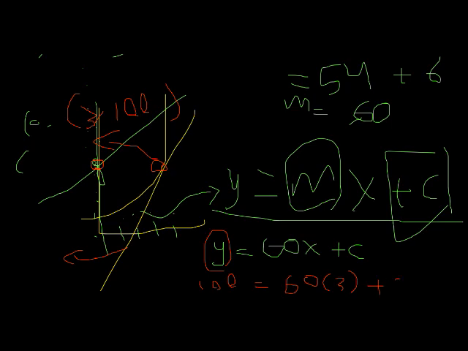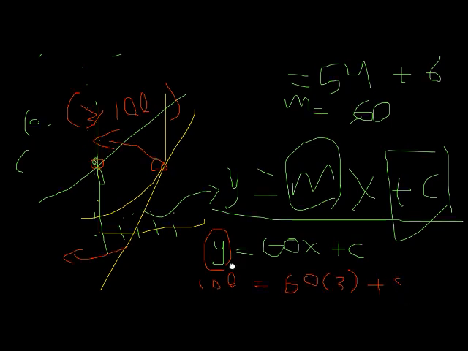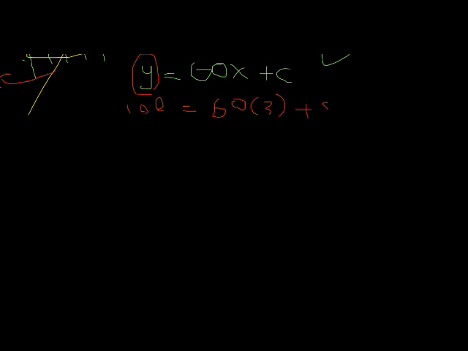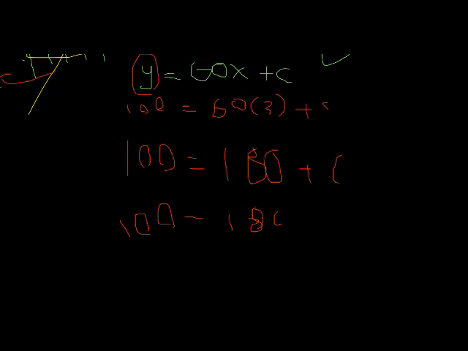and c will be the remaining variable. 100 is equal to 60 times 3, we get 180 plus c, and then what do we get? 100 minus 180, when 180 goes to the left, is equal to c, which is equal to minus 80. So c is the y-intercept, which is minus 80. That means the y-axis is cut at minus 80.